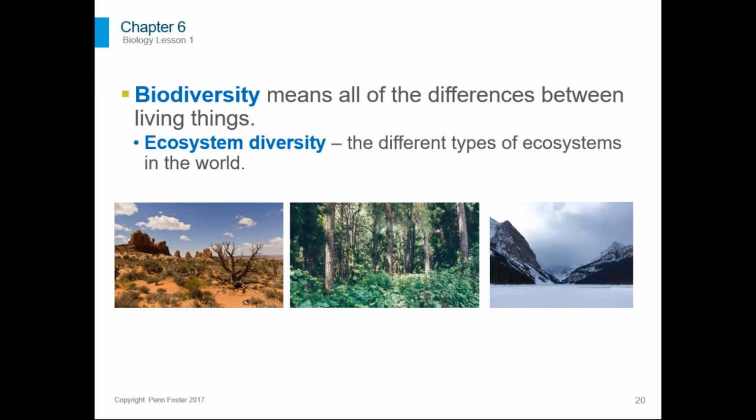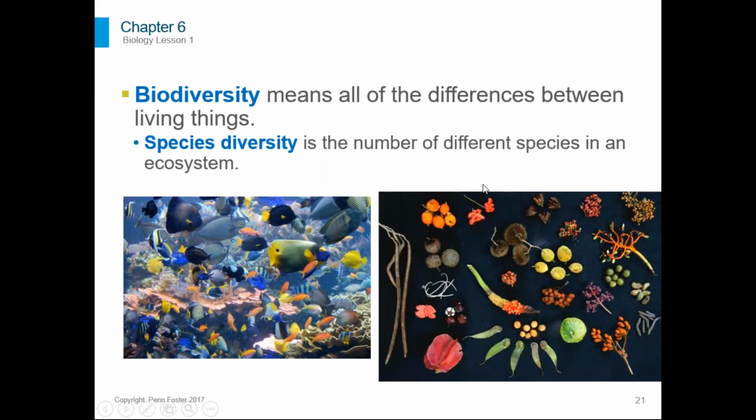So biodiversity is important to ecosystems. Biodiversity means all of the differences between living things. So this could mean ecosystem diversity, which is different types of ecosystem in the world, so everything from a desert to a forest to a tundra and everything in between. Biodiversity could mean species diversity, the number of different species in an ecosystem.